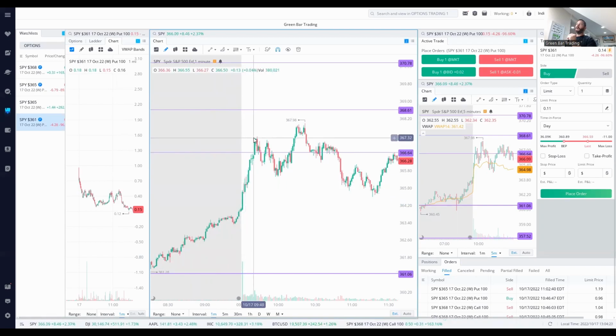Instead, we ripped up higher, came back down, ripped up higher. I get out of my puts because I was adding into this, averaging in like an idiot, like a brand new trader would be doing, and then sold right here at the top. Yeah, really, really great trading.